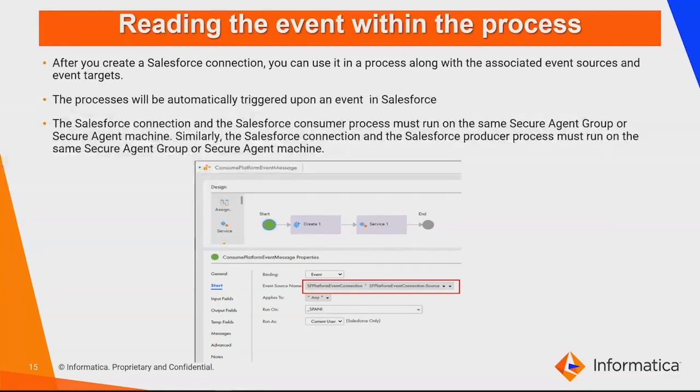So once you have created a connection, you can create a process and select the binding as event and use event source name to select the connection and particular source name that you have created within the connection, and make sure that you are pointing the process to run on the same secure agent where your connection is running on. Now let's have a quick look at it in the demo.